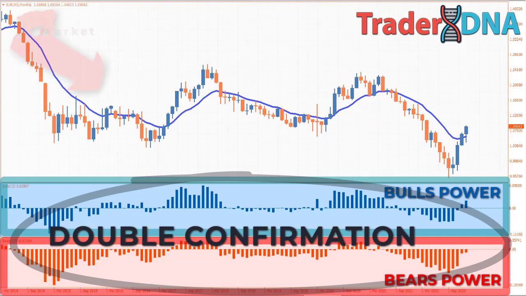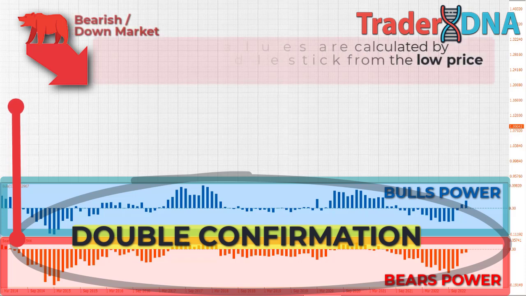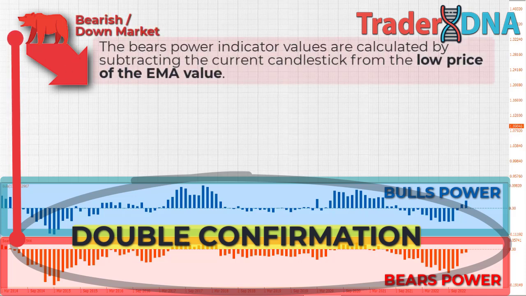The bear's power indicator values are calculated by subtracting the low price of the current candlestick from the EMA value. The essence of this formula is to demonstrate the strength of the bears relative to the average price over a period of a given length. The low price is used in the formula because the bears push the quote down. Therefore, they determine the minimum prices.